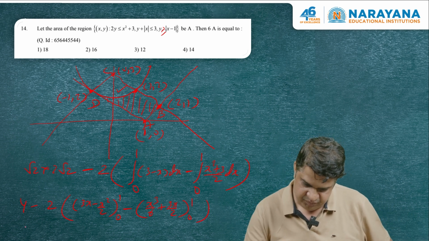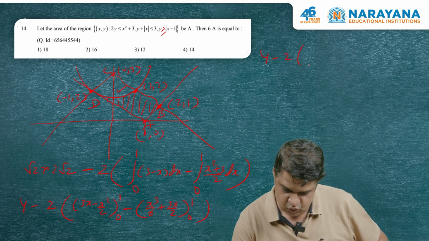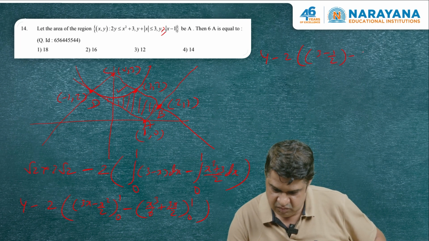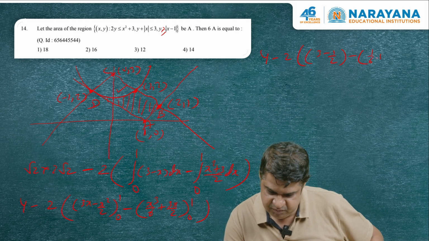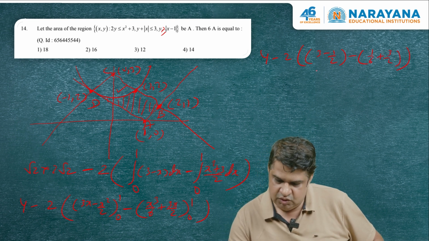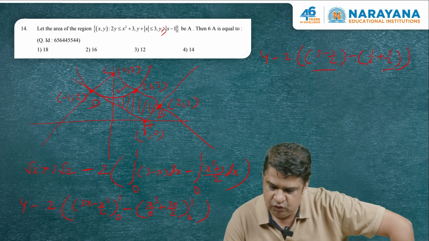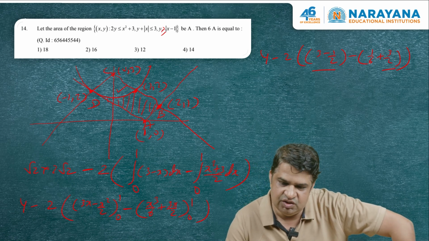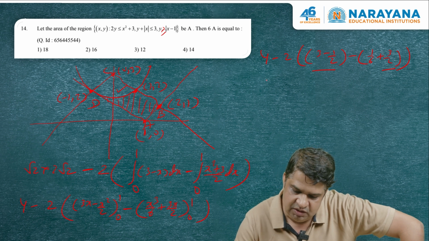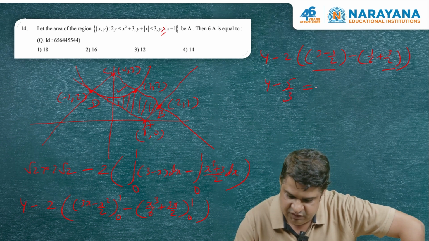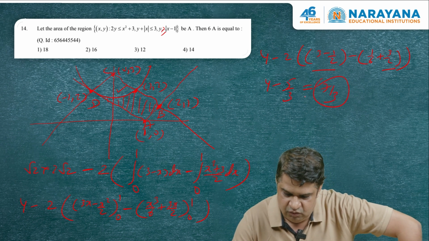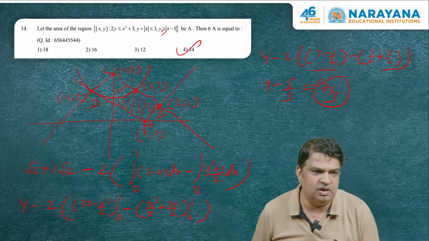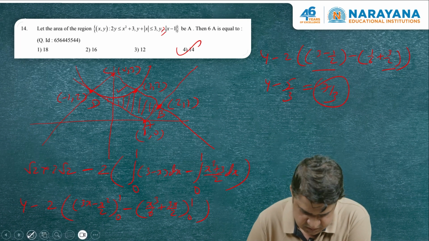So, it will become 4 minus 2 times, so it is 3 minus 1 by 2, minus 1 by 6 plus 3 by 2. So, 3 minus 1 by 2 is 5 by 2, 5 by 2 minus 3 by 2 is 1, 1 minus 1 by 6 is 5 by 6, 5 by 6 doubled is 5 by 3. So, 4 minus 5 by 3. So, it will sum to around 7 by 3, and 7 by 3 times 6 is what? 14. So, our answer will become 14. Okay.